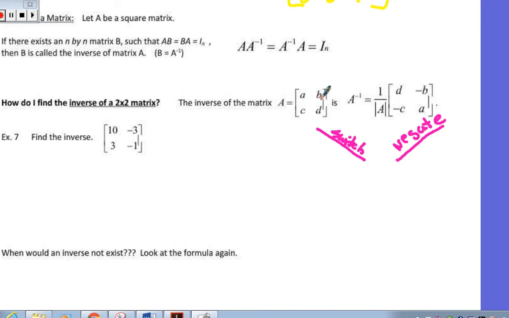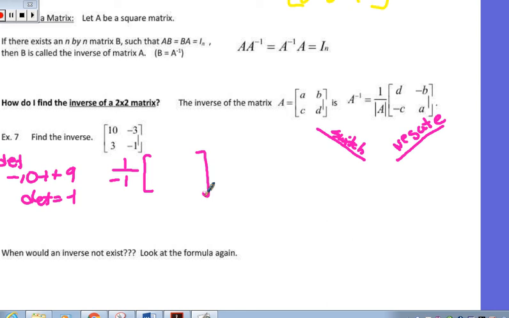So in order to find the inverse, the first thing I need to do is find the determinant. So the determinant for this matrix, remember we're multiplying going this way, is negative 10. Subtracting as we come around, we get negative 9. So the determinant for this particular matrix is negative 1. So I know I'm going to have 1 over negative 1.